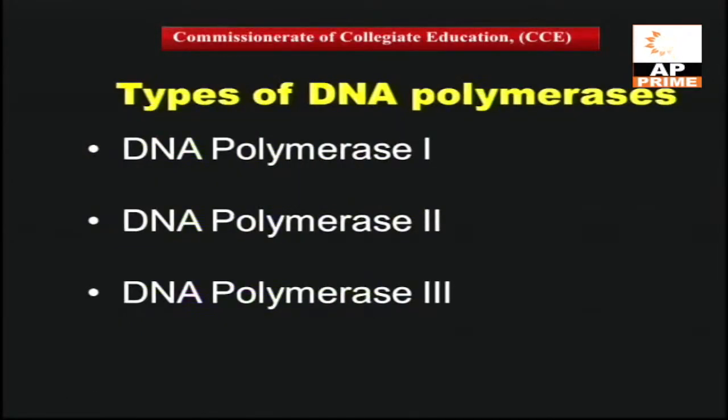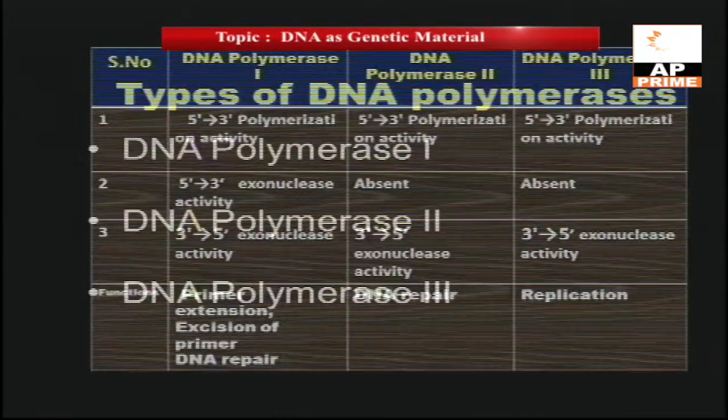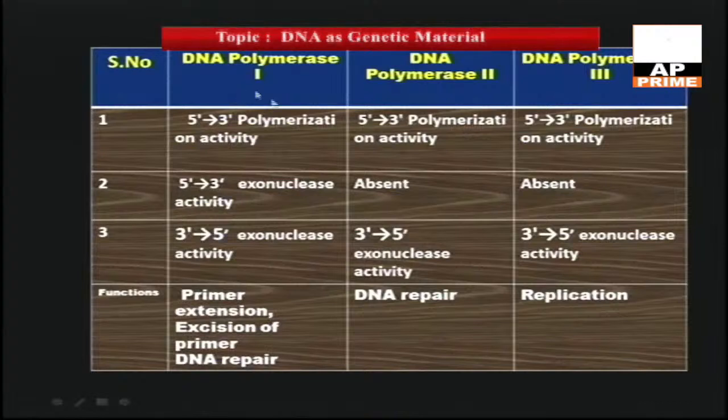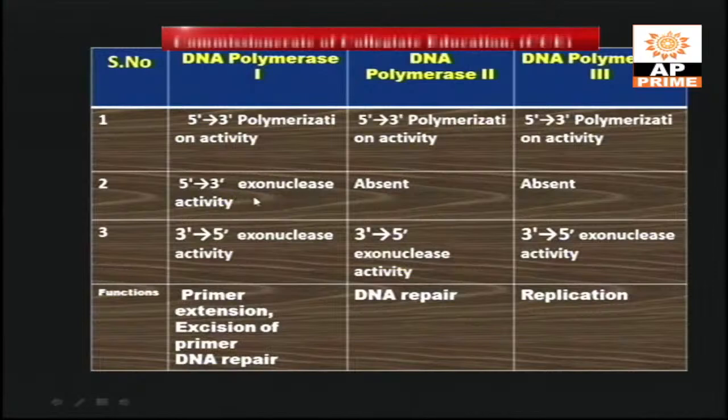We are now going to talk about 3 types of DNA polymerase enzymes: polymerase 1, 2 and 3. Coming to know their properties. 5' to 3' polymerization activity is very important in the extension of primer. That means adding new nucleotides to the primer. And 5' to 3' exonuclease activity, it removes primer in this 5' to 3' direction.